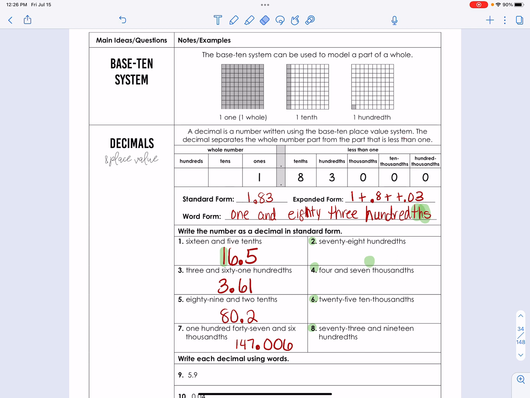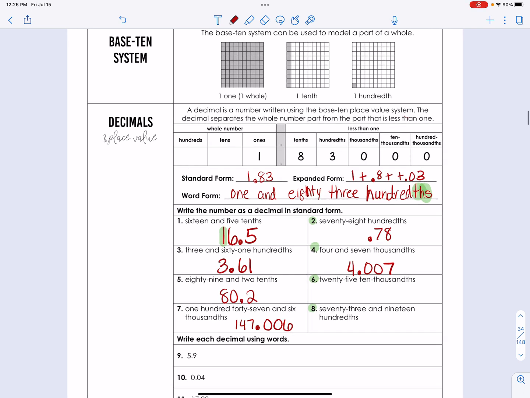78/100ths. So that is going to be 0.78. 4 and 7/1000ths. So tenths, hundredths, thousandths. 25 10/1000ths. That's crazy. This one you maybe had trouble with. So if it's the 10,000ths, I'm just going to go like this. That's tenths, hundredths, thousandths, 10,000ths. And it's 25 10,000ths. So that's there. So then you're going to have 2 zeros. That one's a doozy.